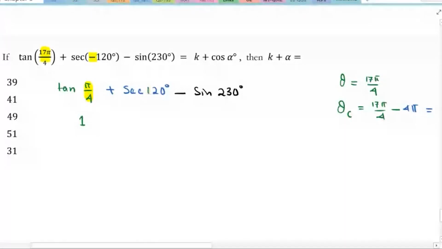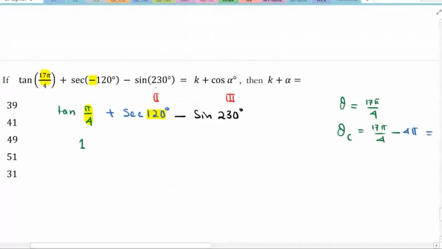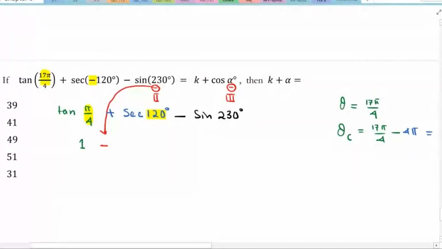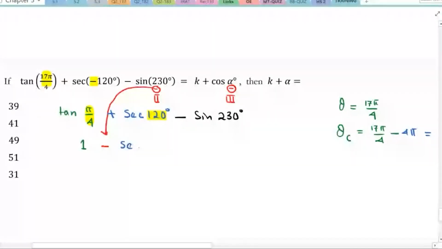Now here, we are in quarter number 2. 120 is in quarter number 2, where 230 is in quarter number 3. So in quarter number 2, secant, is it positive or negative? You will agree with me that secant is actually negative in quarter number 2. And in quarter number 3, sine is also negative. So what will I do now? I am going to bring this negative down. So we have minus, so we have secant.